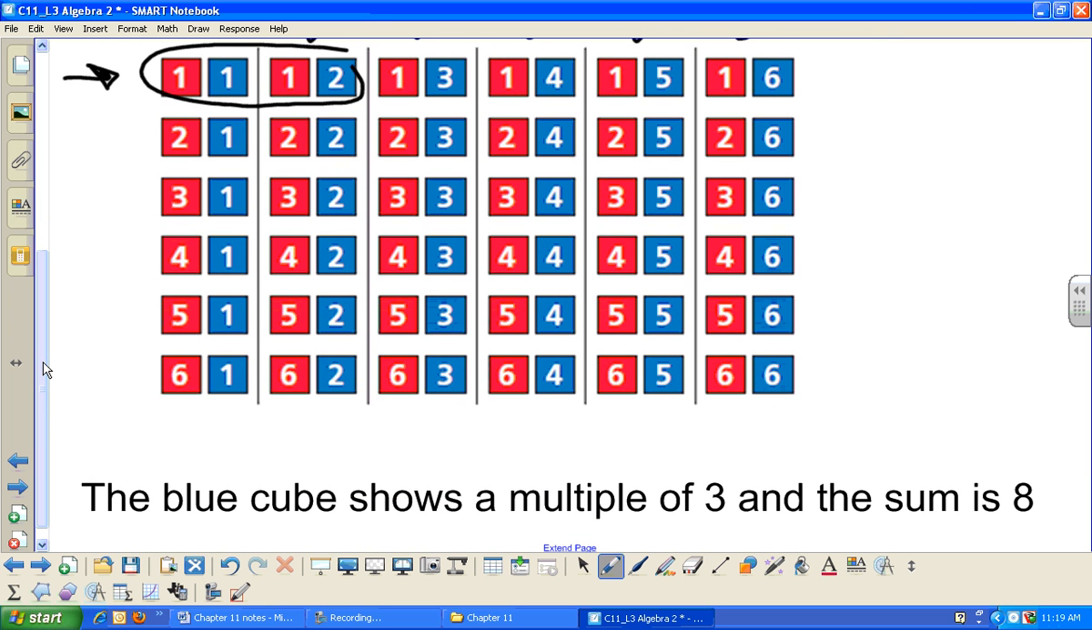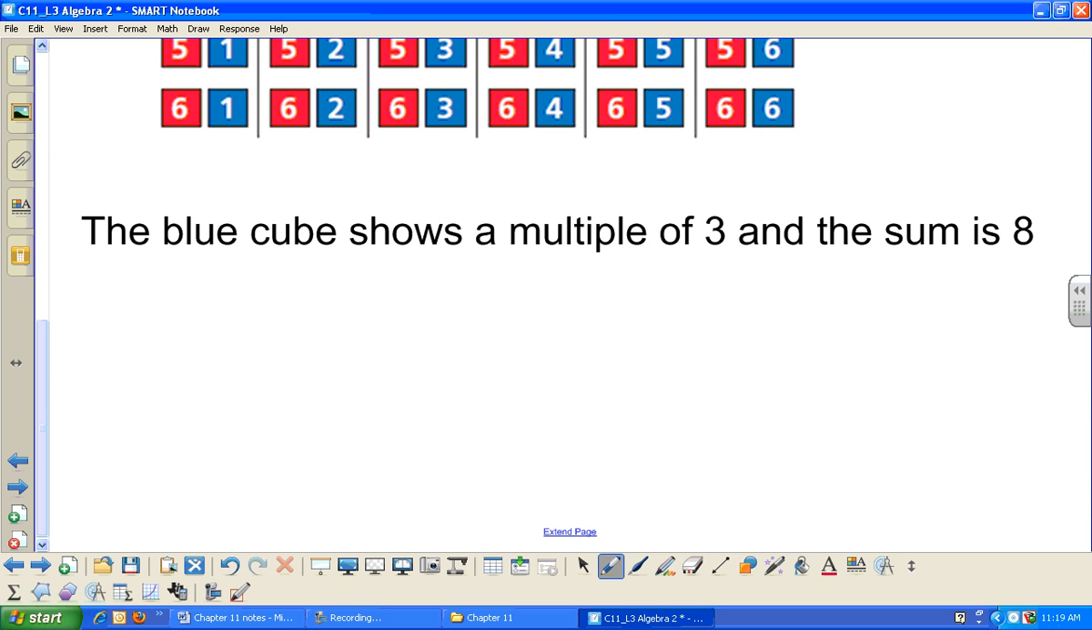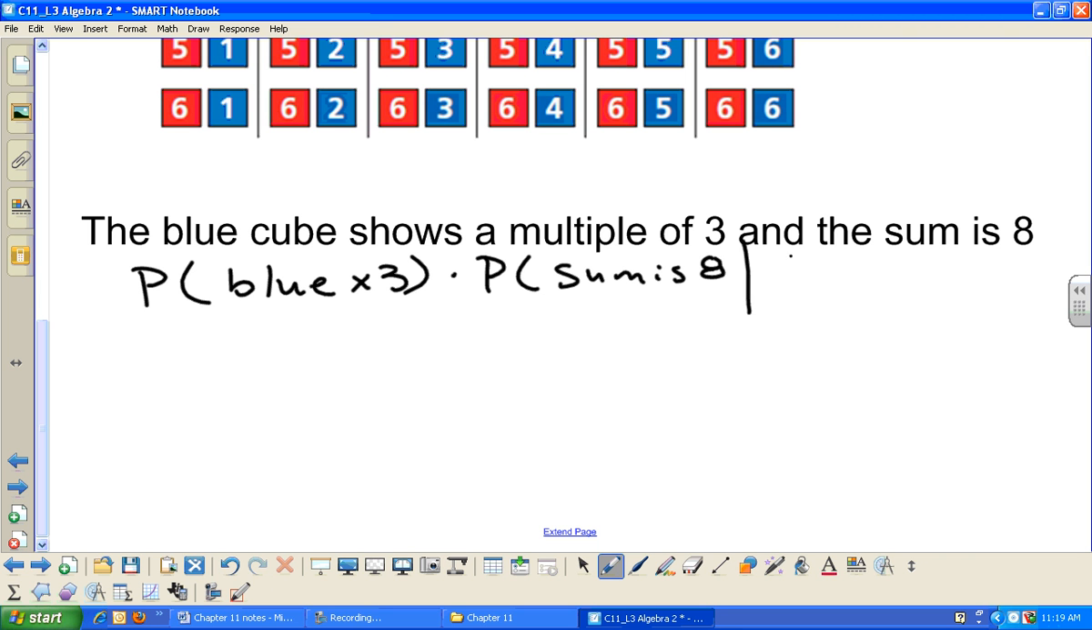The next question is, the blue cube shows a multiple of 3 and the sum is 8. These are also dependent events. So I'm looking for the probability that blue is a multiple of 3 times the probability that the sum is 8, given that blue is a multiple of 3. When I'm talking about just blue is a multiple of 3, there's still 6 different options on my number cube. The only two numbers that are multiples of 3 would be 3 and 6. So there's 2 different outcomes.